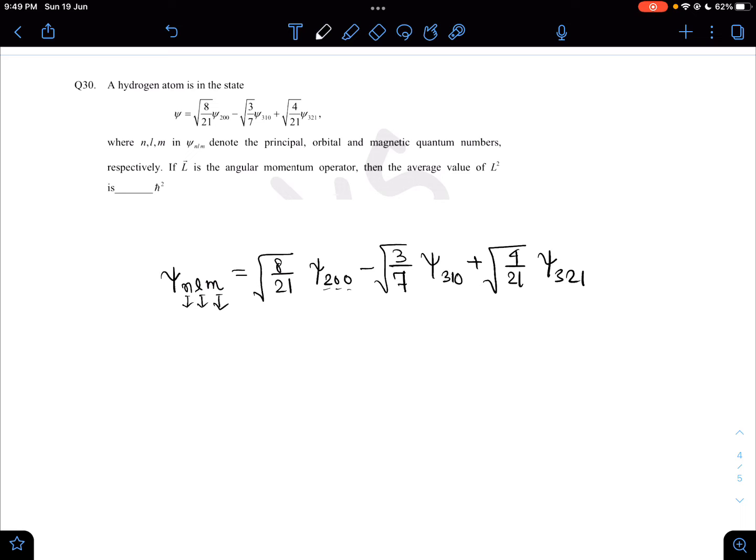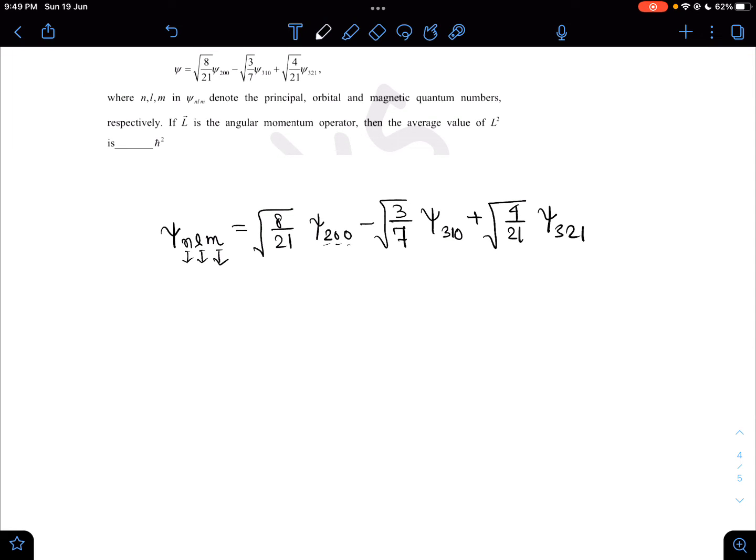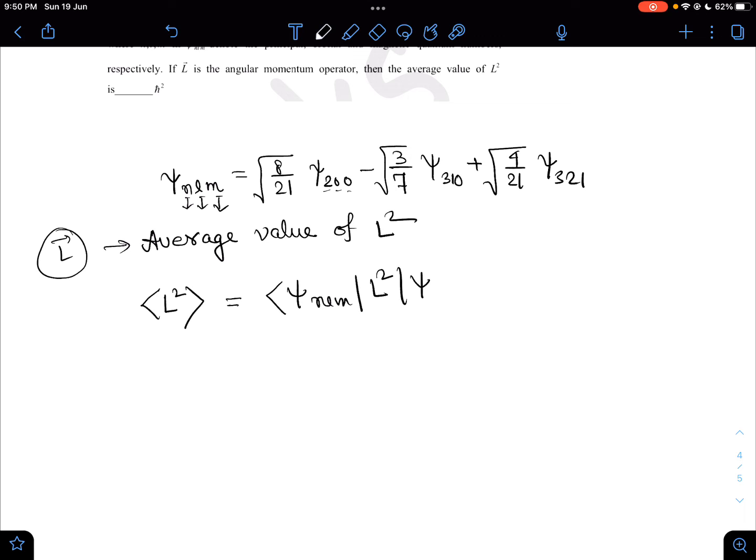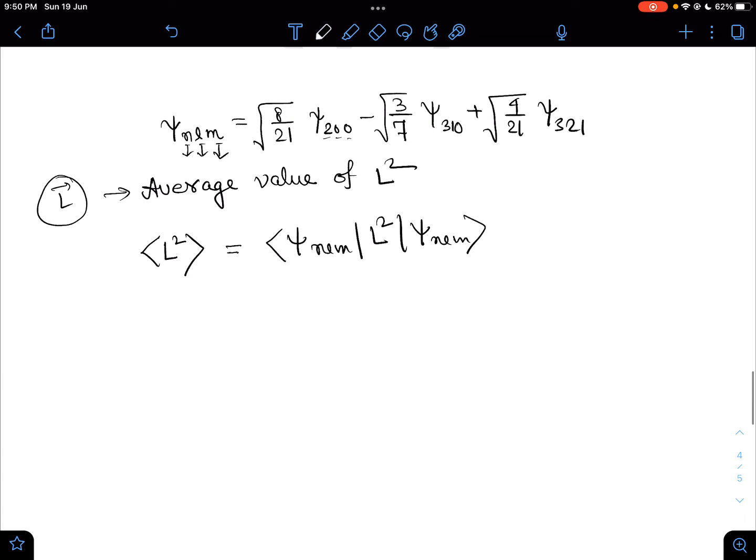Now L is the angular momentum operator. We have to find the average value of L square. Average value means we have to find the expectation value of L square. So we have to evaluate this quantity. For simplicity we will write psi nlm as |nlm>.